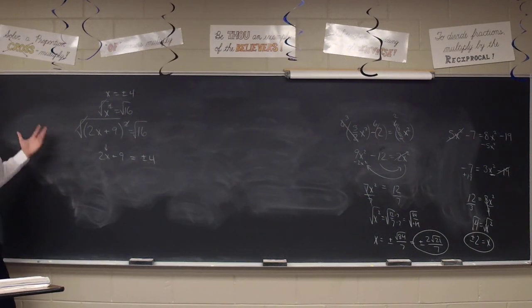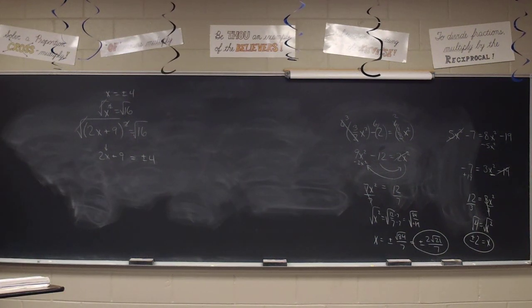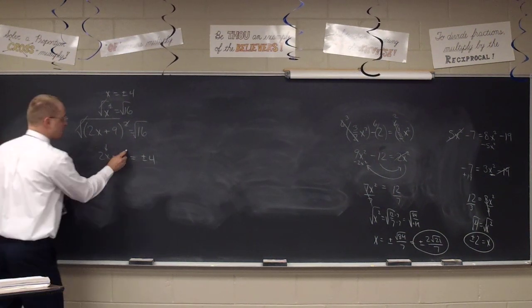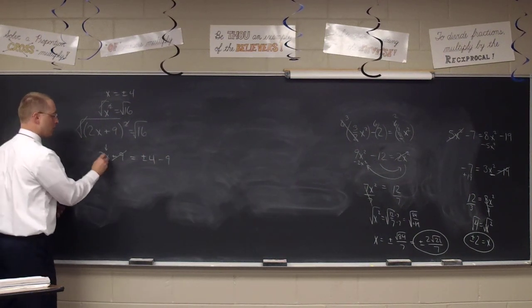Well, how do I solve for x? Get it by itself. What do I do to get it by itself? Negative 9. Move the 9 over as a negative. Now that's kind of weird. And then divide away the 2.